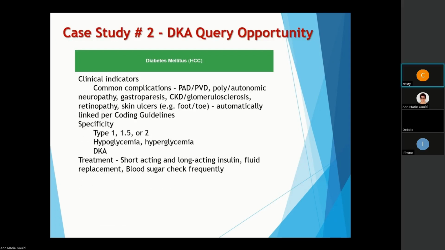Like at Kaiser, the doctor always documents those diabetes with complications. Yeah, our guys in Dallas are pretty good.